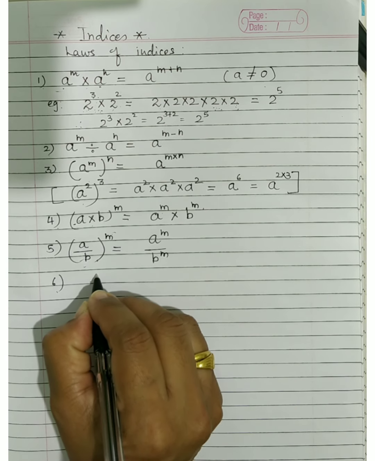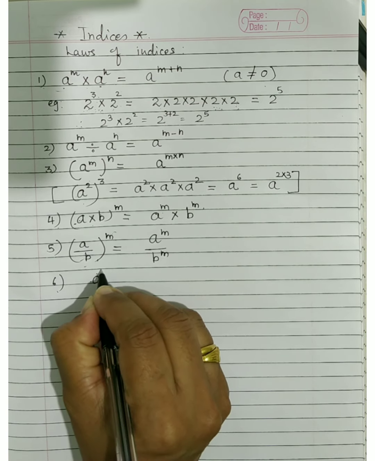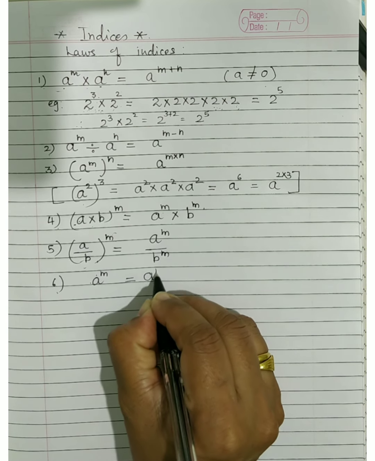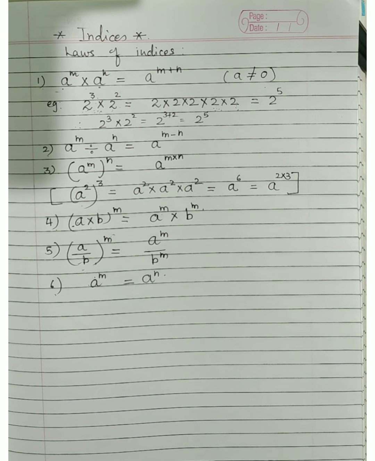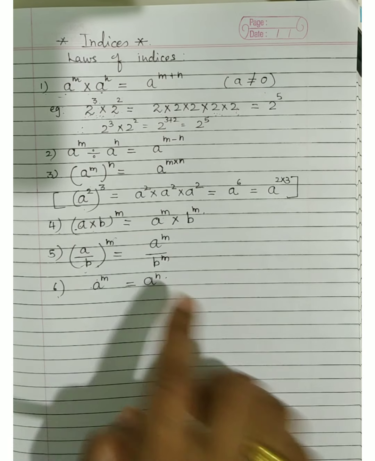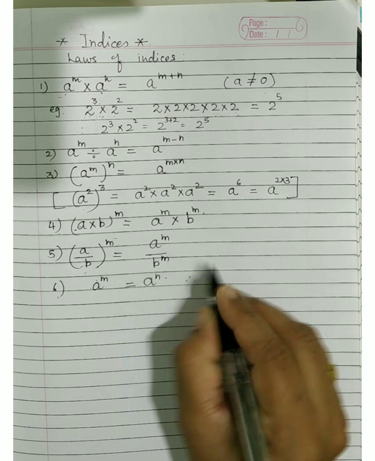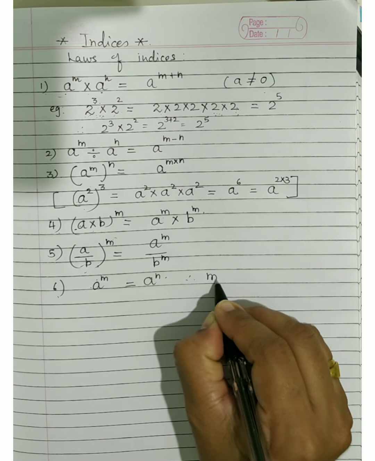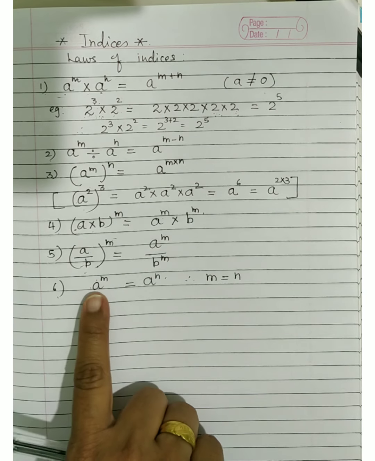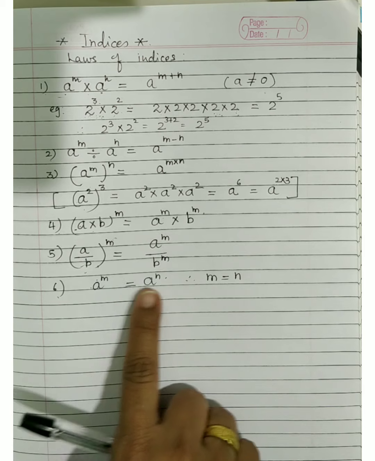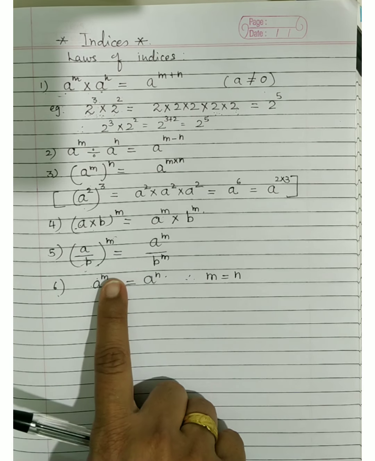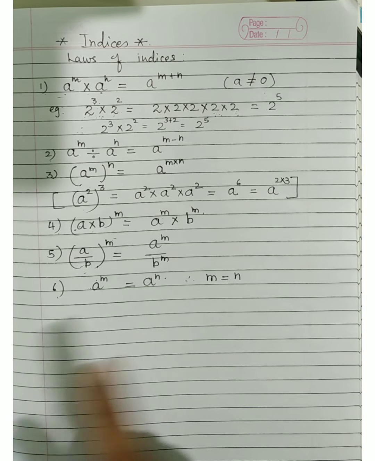What is that rule? If we have a raised to m is equal to a raised to n, very simple to understand. One power of a is equal to another power of a, it is not going to happen unless, what is the simple meaning of that? m must be equal to n. So if the bases are same for two equal powers, that means their indices will also be the same.